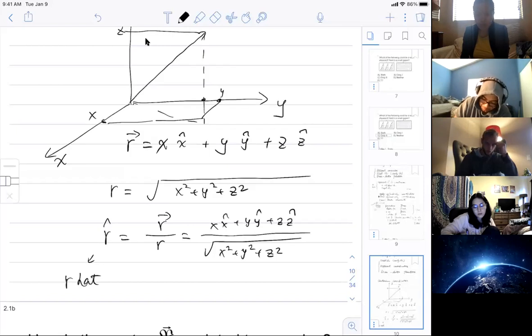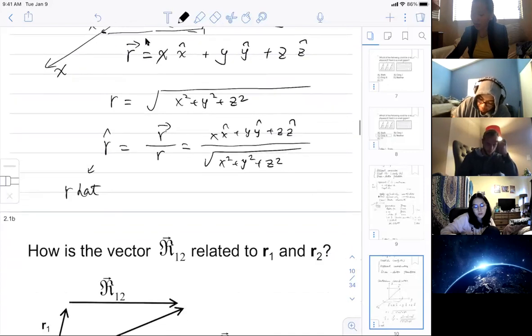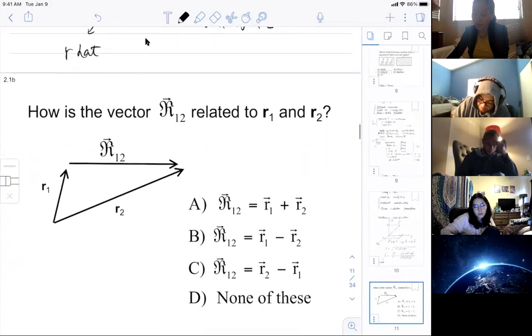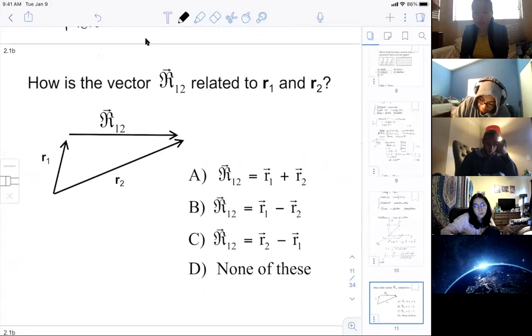We also have something called a separation vector describing the separation between two vectors. So imagine instead of having just one r, I have r1 and r2, right? I have r1 and r2 right here, two vectors. And I define a curly r, r1,2, to be a separation vector between 1 and 2. So how are these three vectors related?